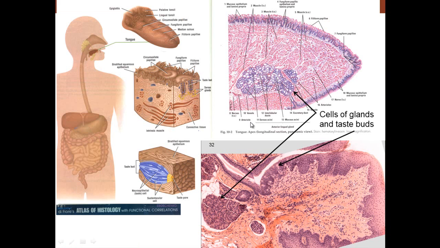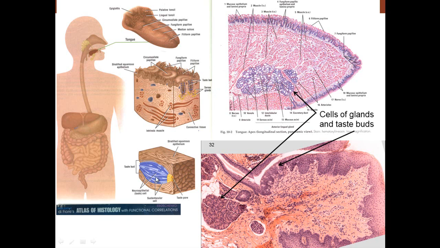In the oral cavity itself, you still have stratified squamous epithelium. We can see that here and here, even over the tongue. There are different types of projections we'll talk about later on, but largely a stratified squamous epithelium in different forms.